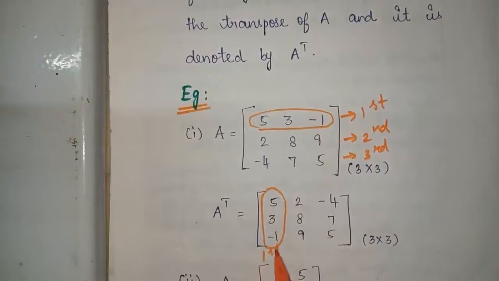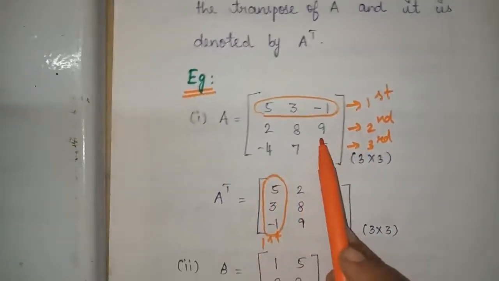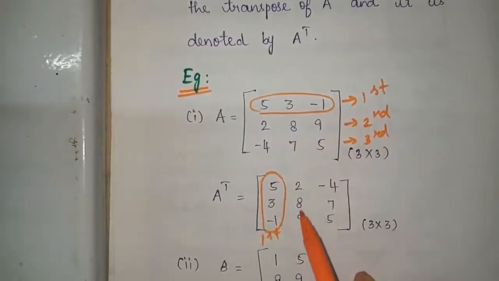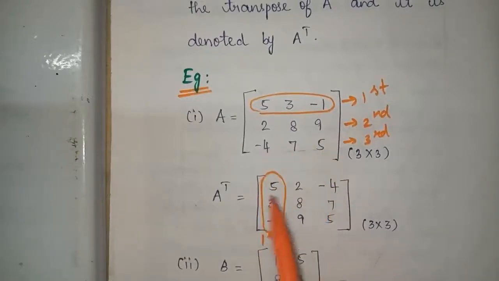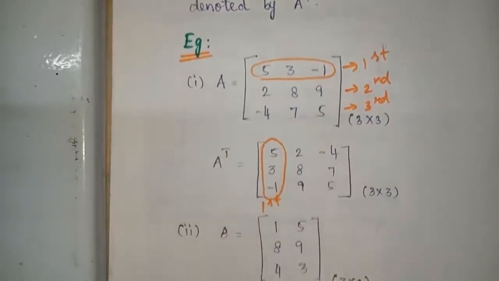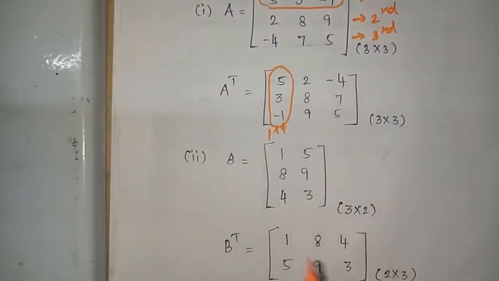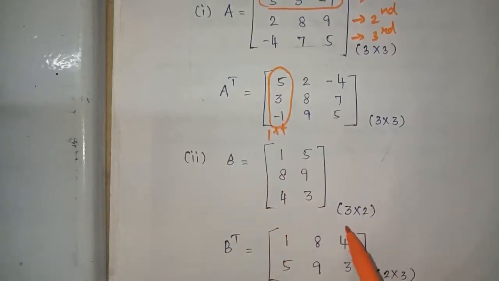So first column, and 2 8 9, second row will become your second column, and third row will become your third column. So this is the transpose of the matrix. So second example, B is equal to 1 5 8 9 4 3. So this is a 3 cross 2 matrix.